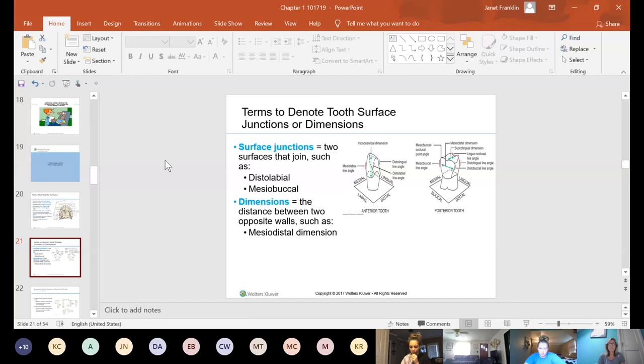A lot of these terms, you don't have to memorize them. What you're going to do is break them down. You can memorize them if you want, but it's a lot harder than just breaking them down. There are lots of parts of anatomy, both head and neck and dental anatomy, where if you break down the words, it tells you what you're looking at. So we have something called surface junctions. That's where two surfaces join, such as distolabial or mesiobuccal.